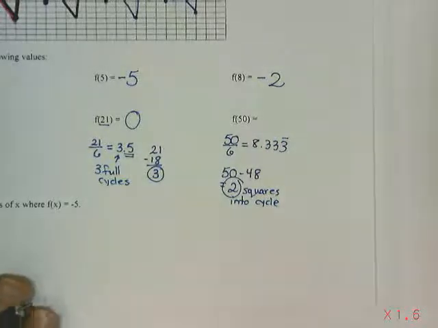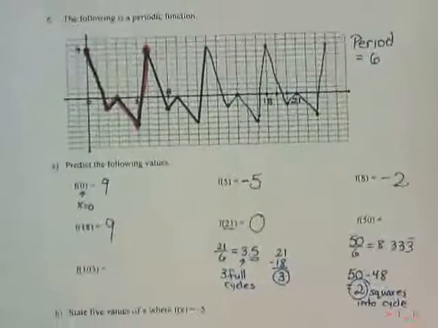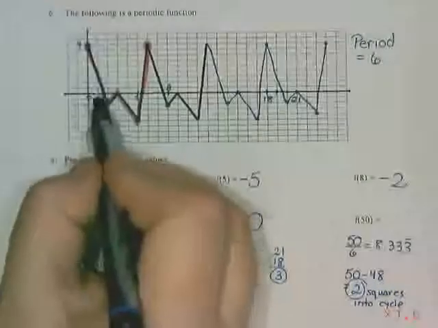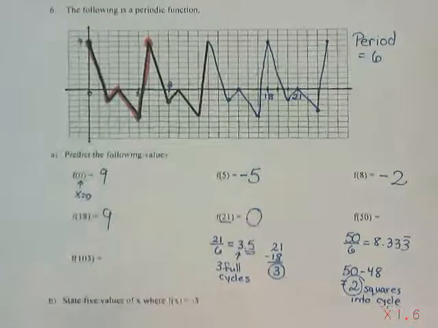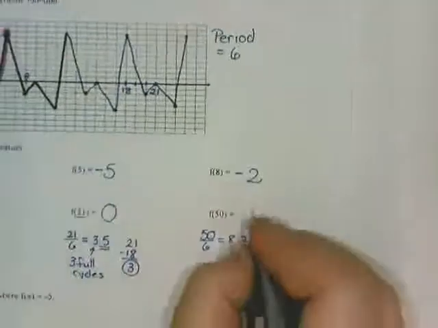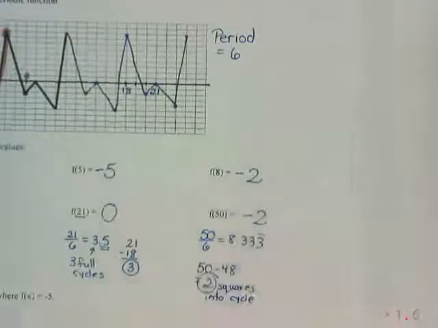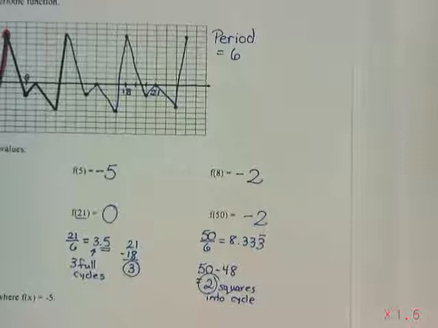Okay, so if I'm 2 squares into the cycle, I'm going to take a look at my cycle. I'm going to go in 2 squares, and I'm at -2. So the answer here would be -2. Okay, so this is a little bit harder.